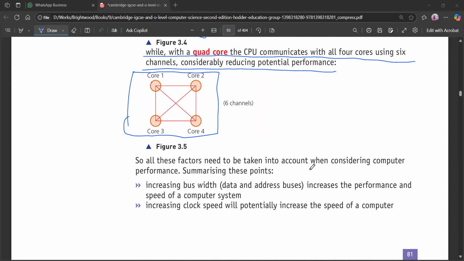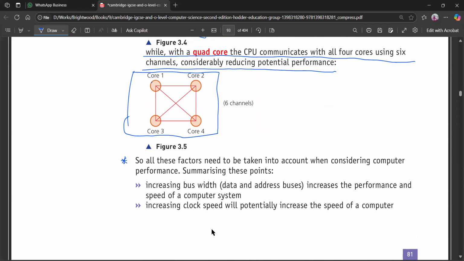So summarizing these points, you can take increased bandwidth of the data and the address buses, which increases the performance and the speed, and increased clock speed. It potentially increases the speed of the computer. So this is very important. This is the important part. That's the summarization.